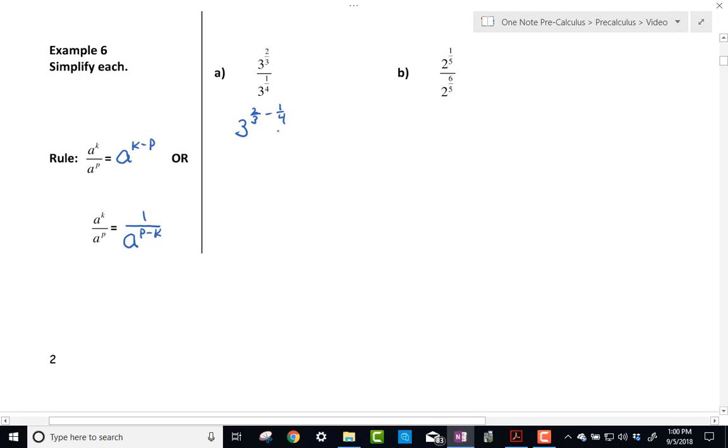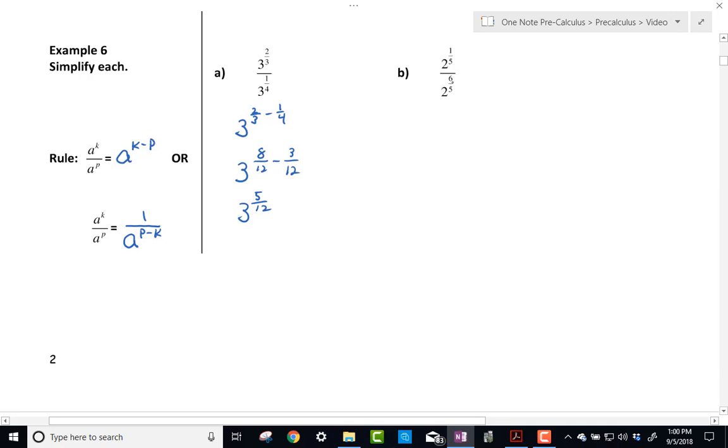I need some common denominators again, so that's going to be 12 again. So this is going to be 3, multiply the first fraction by 4 over 4. So that's going to give me 8/12. Multiply the second fraction by 3 over 3. That's 3/12. Now I can subtract my fractions, and I get 3 to the 5/12 power. I have no idea what that is, don't really care.